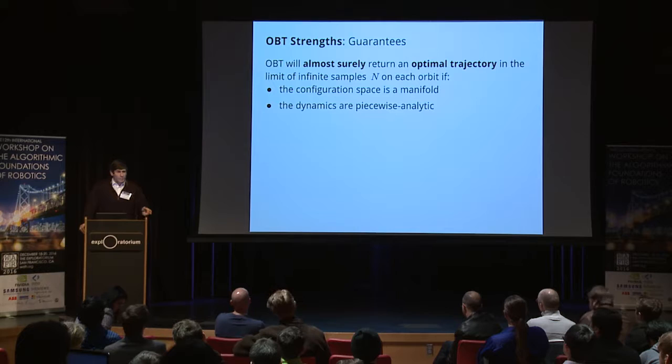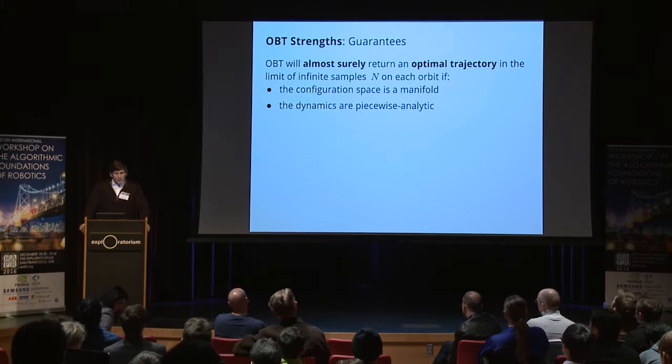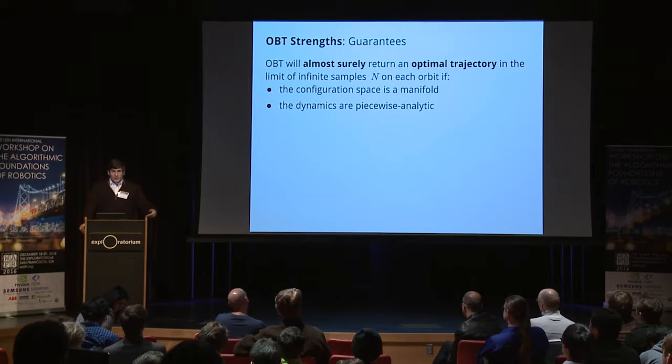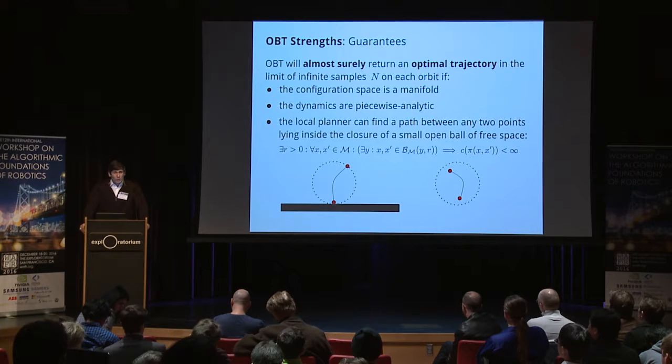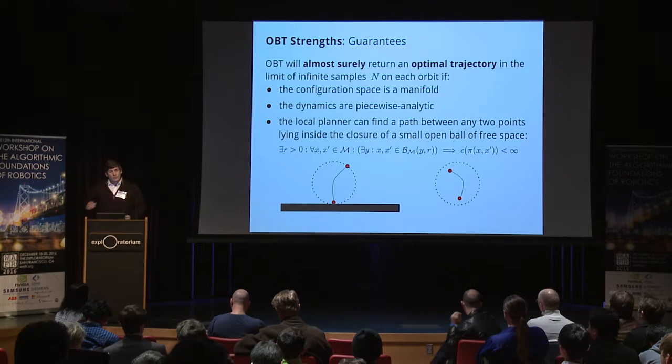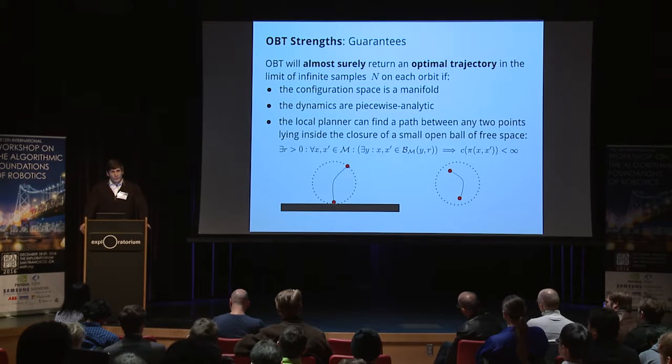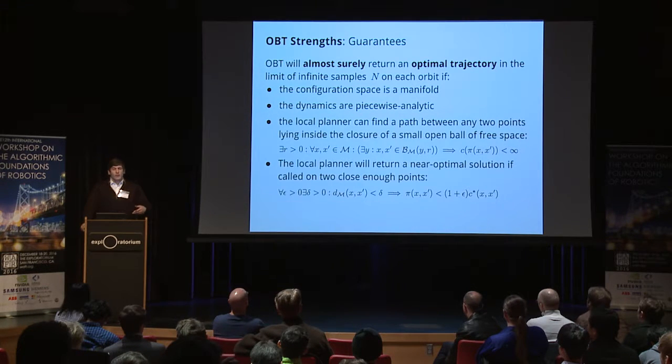So we do require that the problem geometry be a manifold. We require that dynamics be piecewise analytic and that we know the modes. And we have two conditions on the local planner itself. First, we need to make sure that if two points lie inside an open ball of free space, then the planner will be able to connect them. And we can make that ball arbitrarily small, but this lets us connect to configurations that are on the boundary of each mode. Second, if the points are close enough, the local planner needs to return a near optimal trajectory.